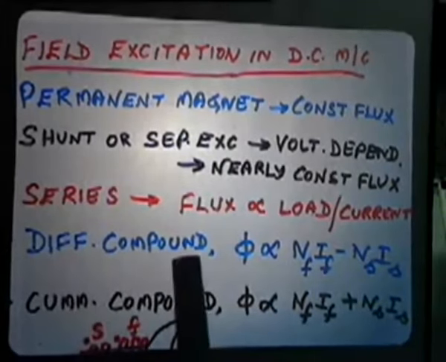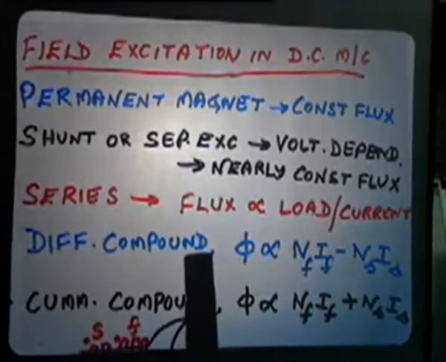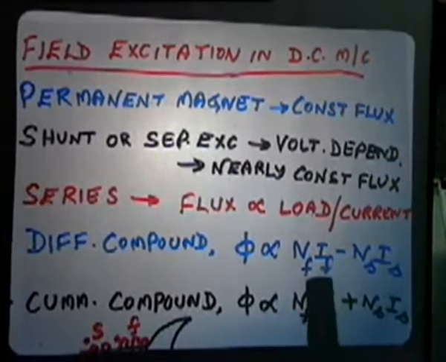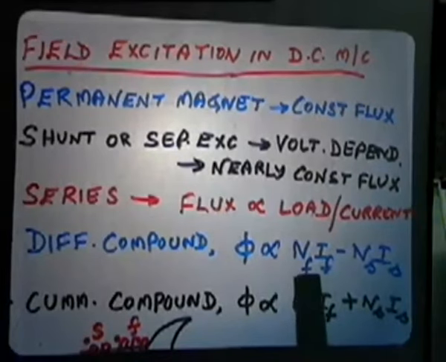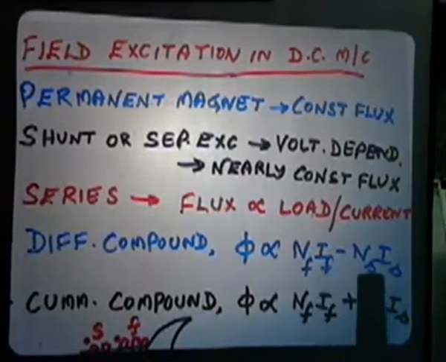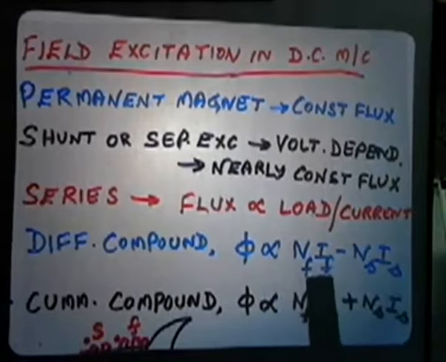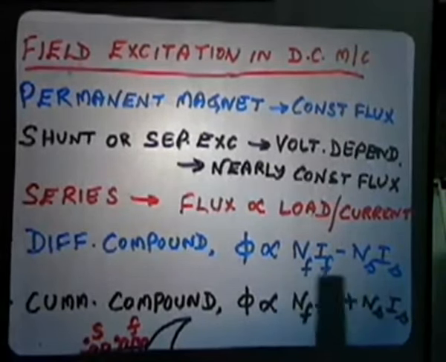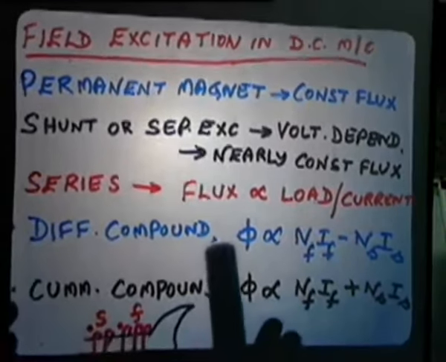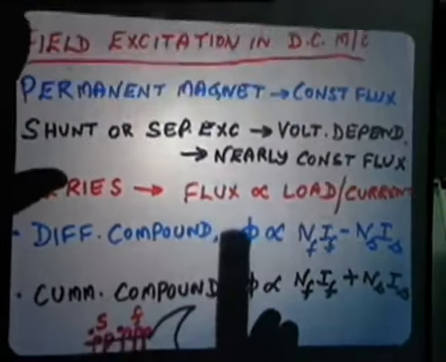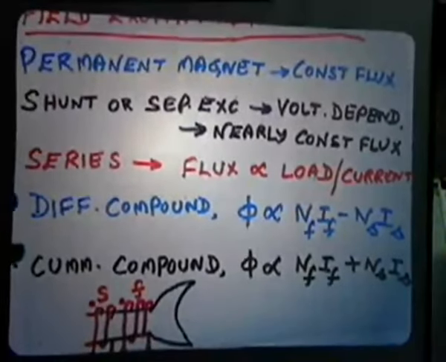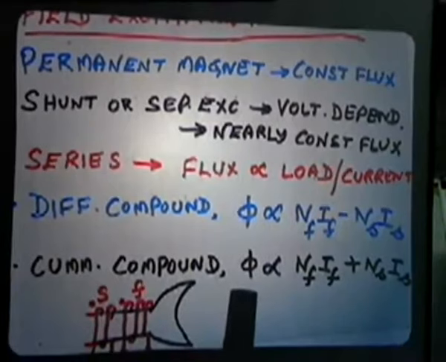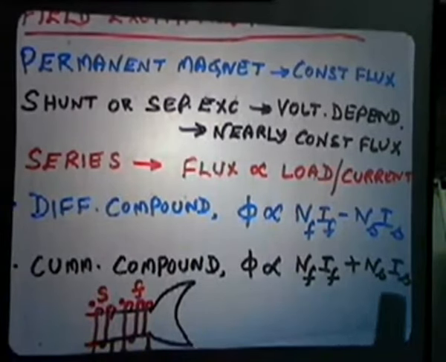One is called a differentially compound system, where the flux is proportional to the difference of the two. That is, if you say F is the main field and S is the series field, it will be NF IF minus NS IS. And the next one is a cumulative compound excitation. Here the flux is proportional to NF IF plus NS IS.